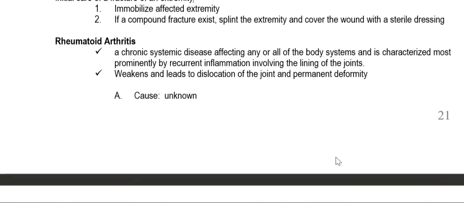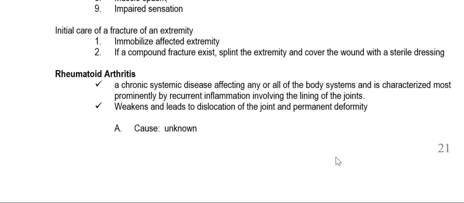So we have there your initial care of fracture. We have immobilize affected area. Remember, pag fracture, dapat immobilize. Diba? In our wound dressing, if it is a compound fracture exists, splint the extremity and cover the wound with a sterile dressing. Now, we were going to discuss rheumatoid arthritis.